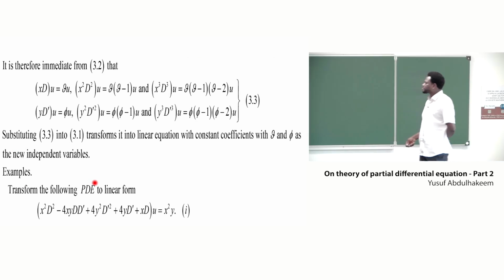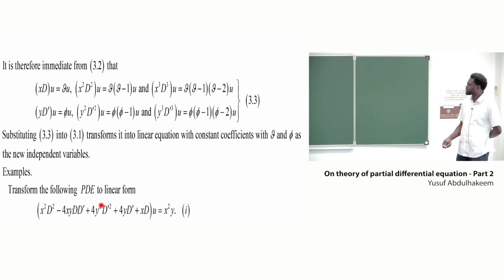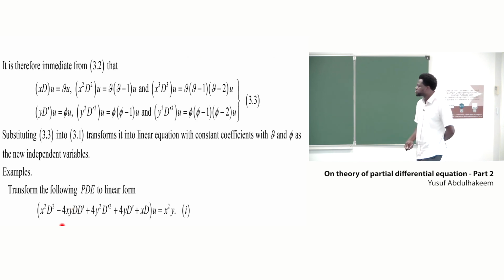So let's see how we can transform this differential equation that looks very ugly here to what can be easily handled. If you look at it very well, all we need to do is this: we know what our x squared D squared is from here, and we know what xyDD prime is. We also know what y squared D prime squared is. All we just need to do is substitute into what we have.